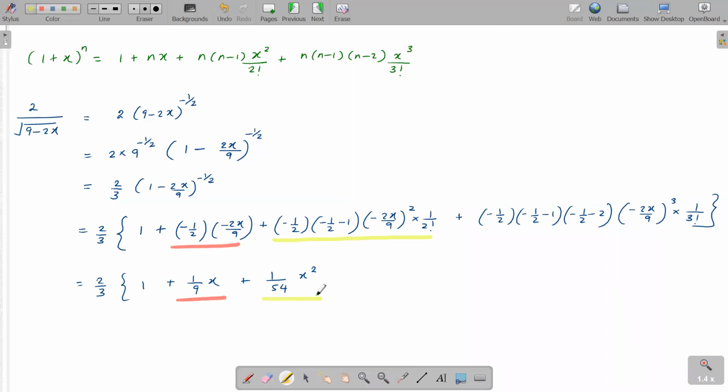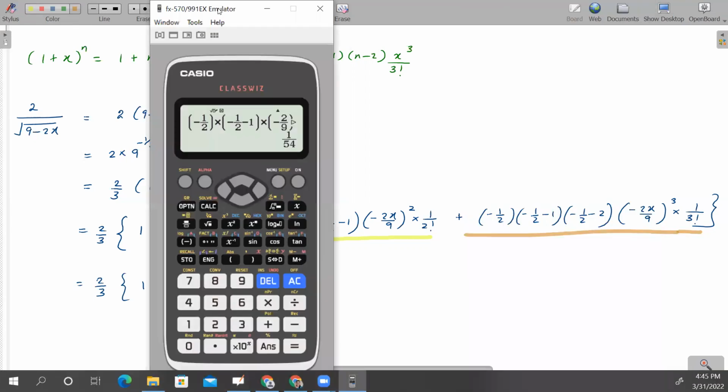Okay, and then the next part. Let's start the last term. So type the whole thing. There's a lot to type here. Minus half, so I will erase this part. Minus half into minus half minus 1 into minus half minus 2 close bracket, and then again into minus 2 over 9 close bracket to the power 3.